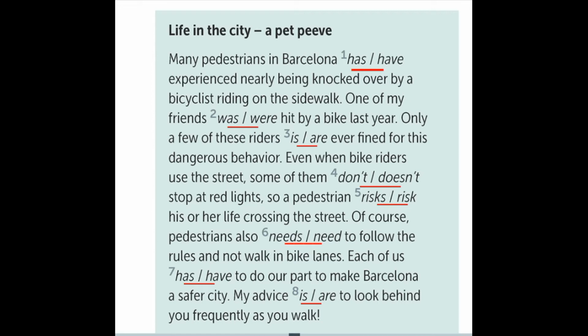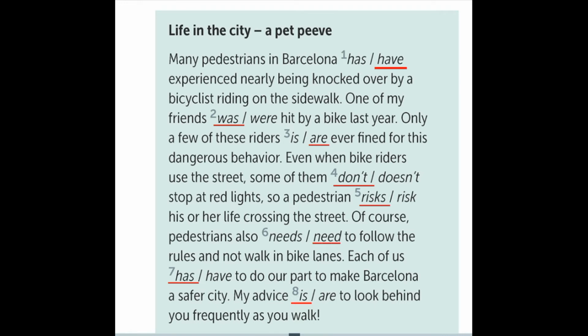So let's check the answers. Here are the answers. Number 1, many pedestrians have, because I'm talking about a word in the plural, so I agree with the verb in the plural. They have, pedestrians have, right? Number 2, I say one of my friends was. I have one. One is an indefinite pronoun equal to someone. Someone was. All the indefinite pronouns, I use the verb in the singular to agree with the subject, right?